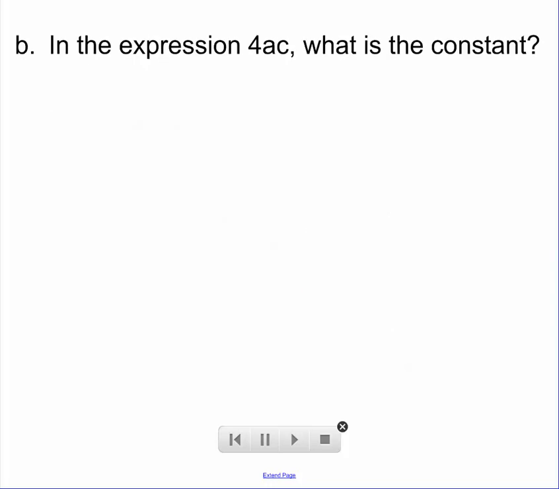In the expression 4AC, what is the constant? So, a little bit of a definition here with algebraic expressions. Very quickly, the constant is 4. The constant is the known number that's in front of a term. It's usually listed in front anyway. A and C are the variables. Variable means change. Constant means stay the same. This number is always 4, so it's the constant. A and C are variables because we can put in different values for A and C.